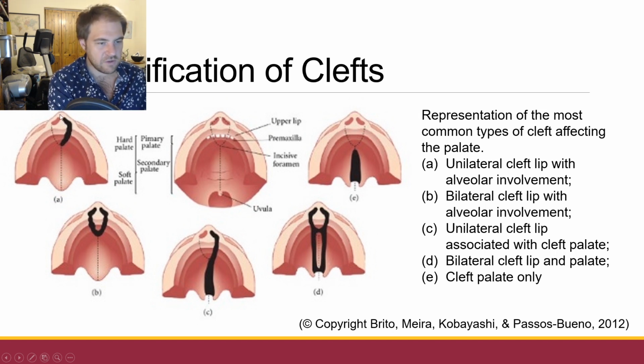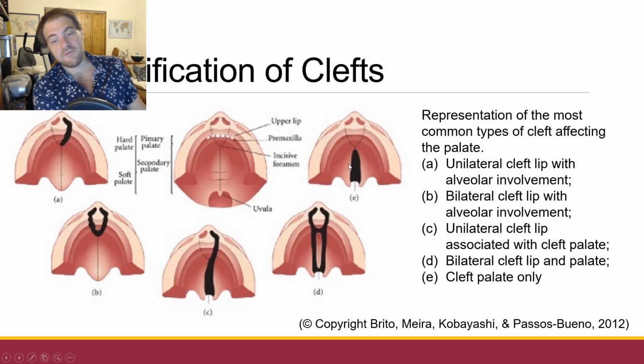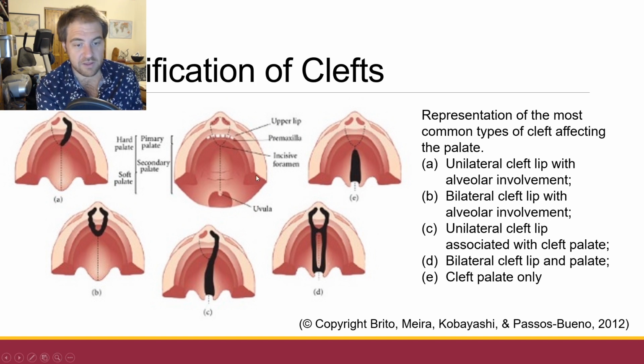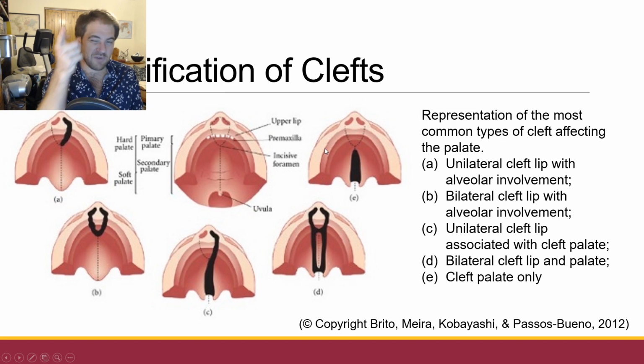So again, unilateral, bilateral, these are just cleft lip, and then unilateral, bilateral, these are cleft lip and cleft palate. This is just cleft palate. And if you had a case of someone with a submucosal cleft palate, it would look normal. And we'll talk about how to find that towards the end of the lecture.